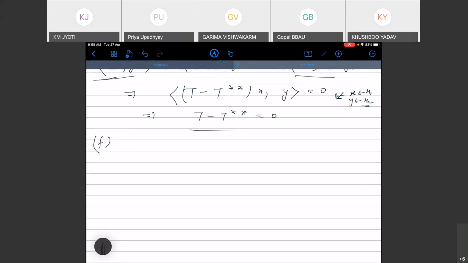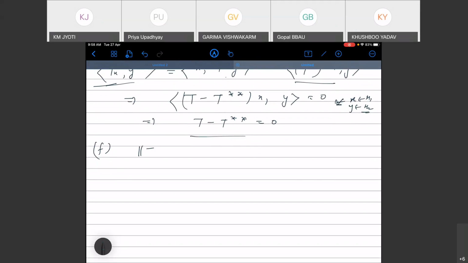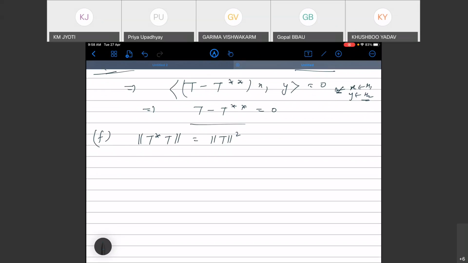Then more, norm of t star t is norm of t square. So t star t is composition of t star and t. So t is from H1 to H2 and t star is operator from H2 to H1. So what is t star t then? This is operator from H1 to H1. Okay, and t t star is operator from H2 to H2.